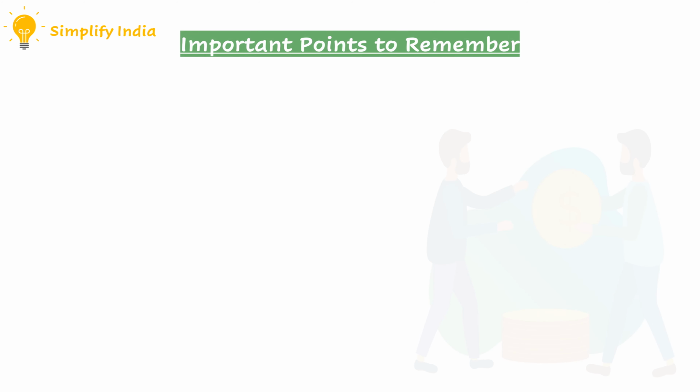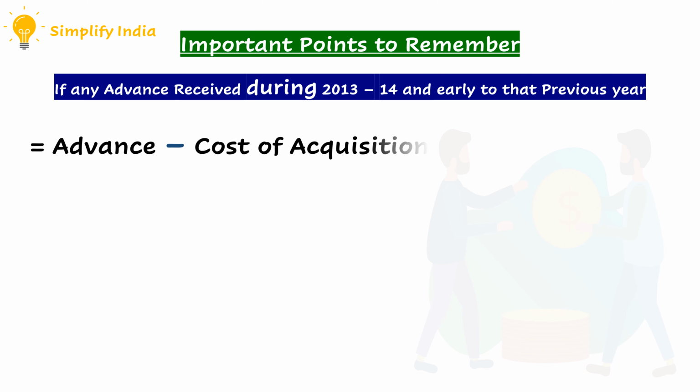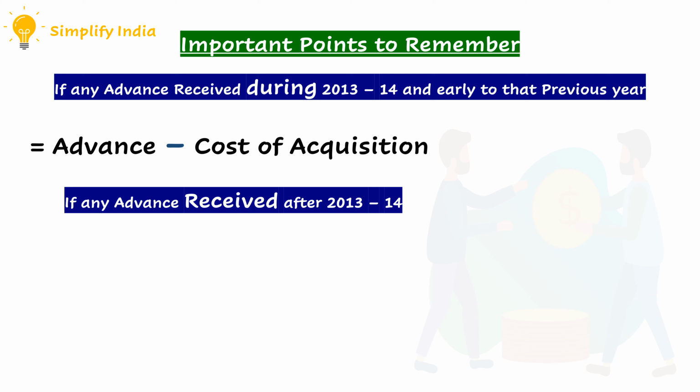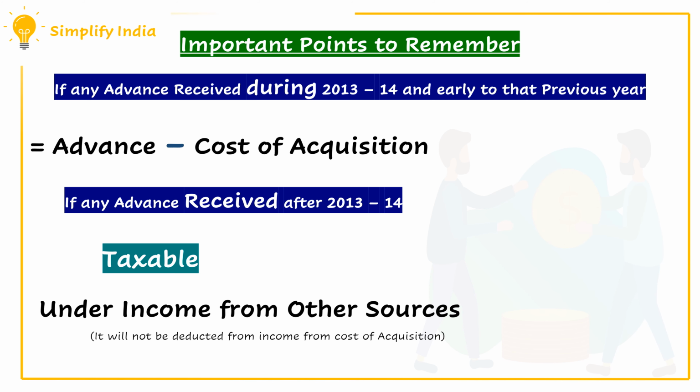And in case of advance, if the advance money is received and forfeited during the year 2013-14 and earlier previous years, such money should be subtracted from the cost of acquisition. Whereas if any advance money is received and forfeited after the year 2013-14, such amount has to be taxed under income from other sources, and it will not be deducted from cost of acquisition.